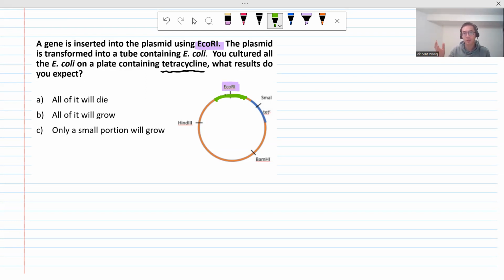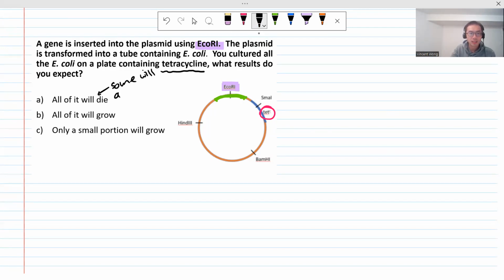Not all of the bacteria will accept the plasmid, right? Some will not. You cannot guarantee 100% successful transformation. And then you're going to culture it in the presence of tetracycline. Well, this plasmid has a tetracycline-resistant gene. So if the bacteria accepted the plasmid, they will be able to grow. If they don't accept it, they will not grow. So what's going to happen? All of it will die? Well, no, right? Because some will accept.